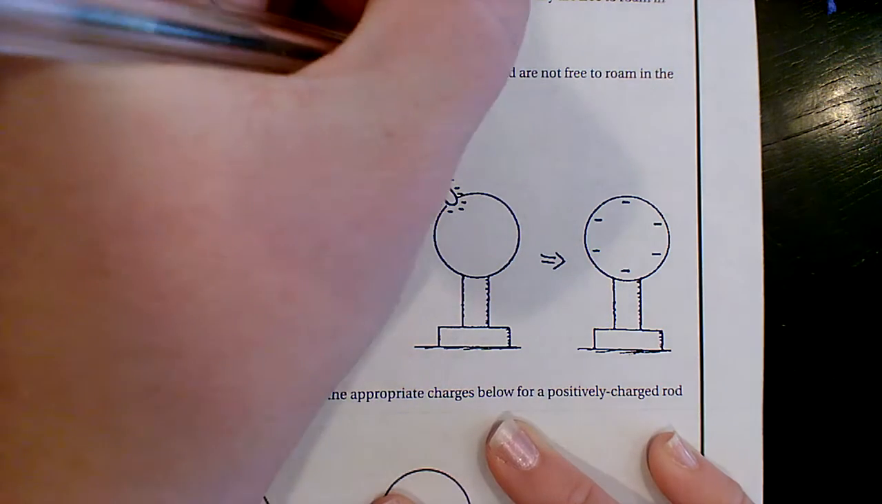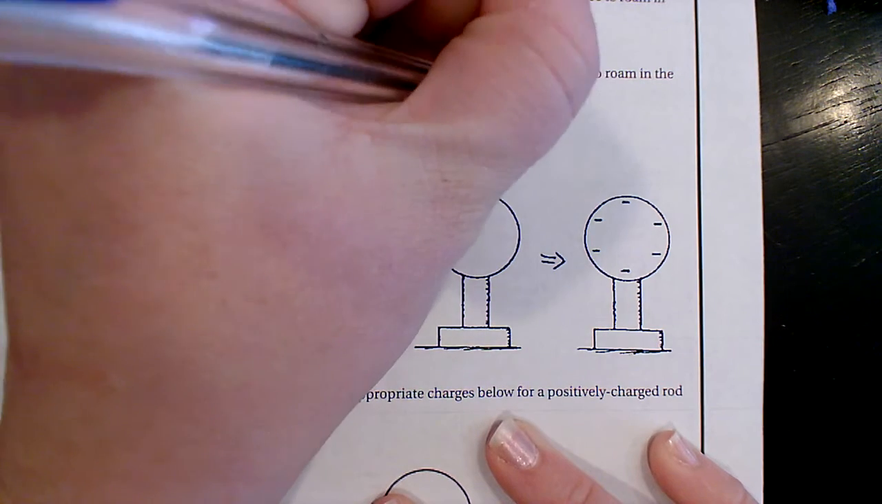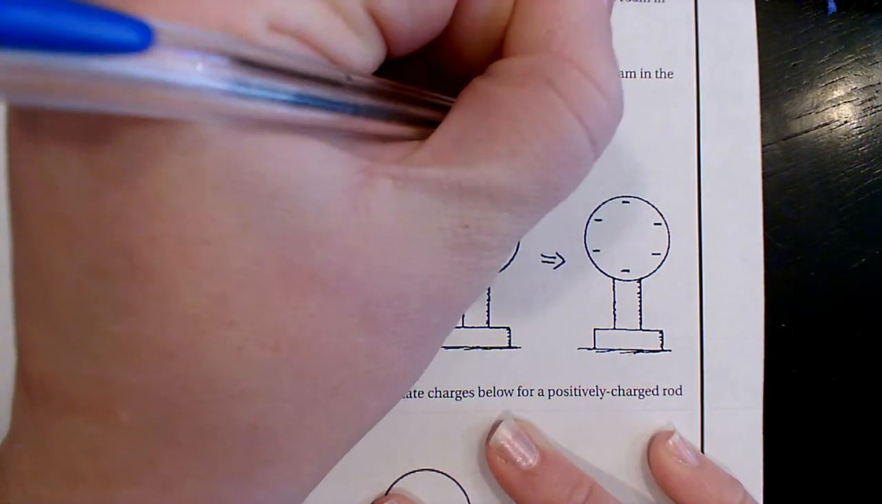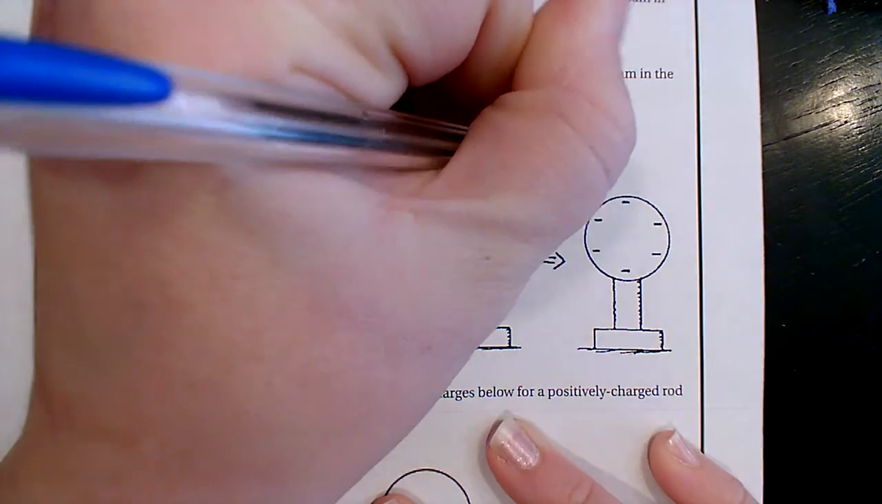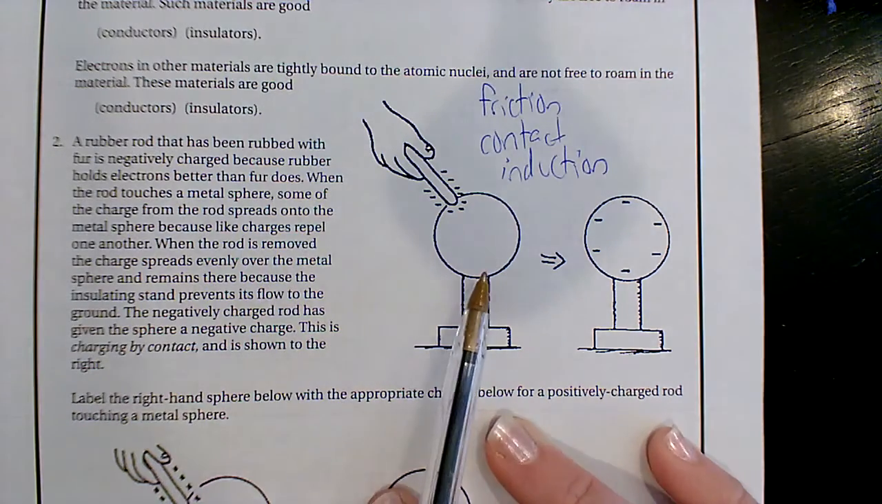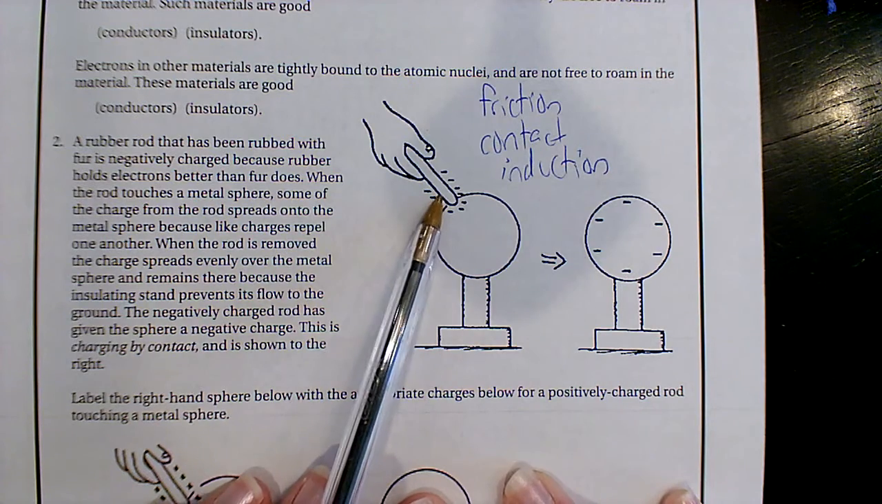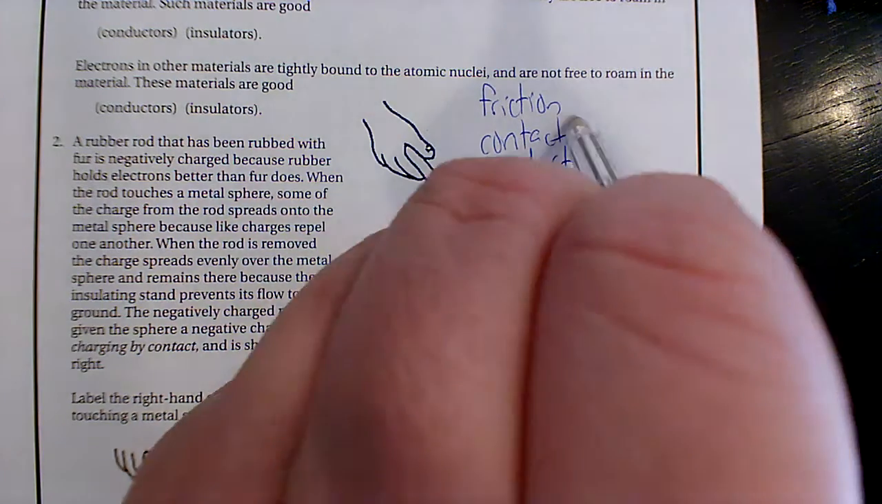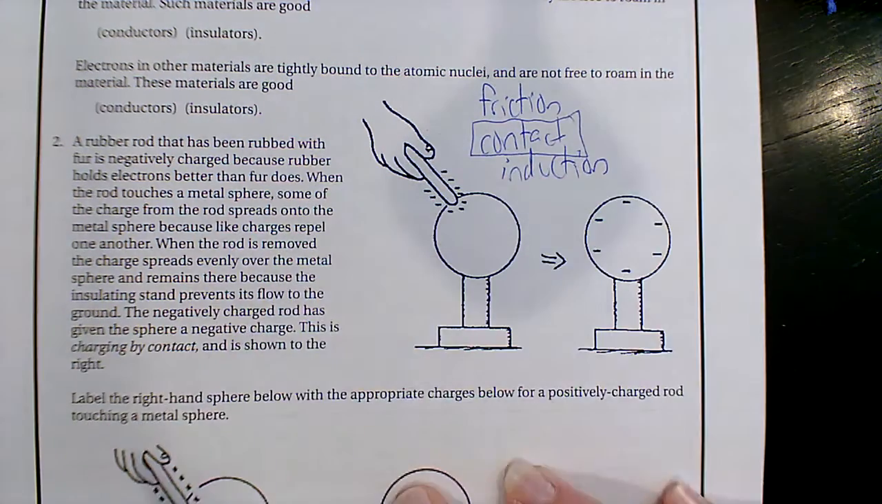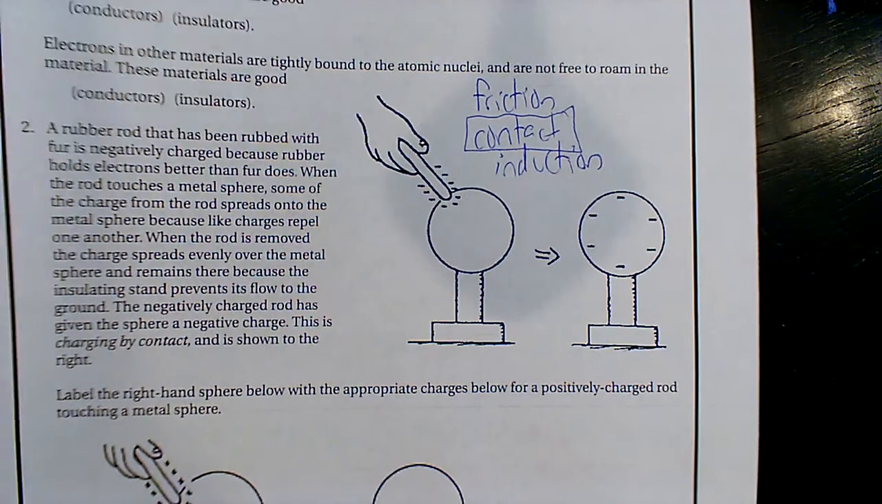Remember, we can charge by friction, contact, or induction. So how did this sphere become charged? Well, it came in contact with this that was already charged. So this would be charging by contact here.